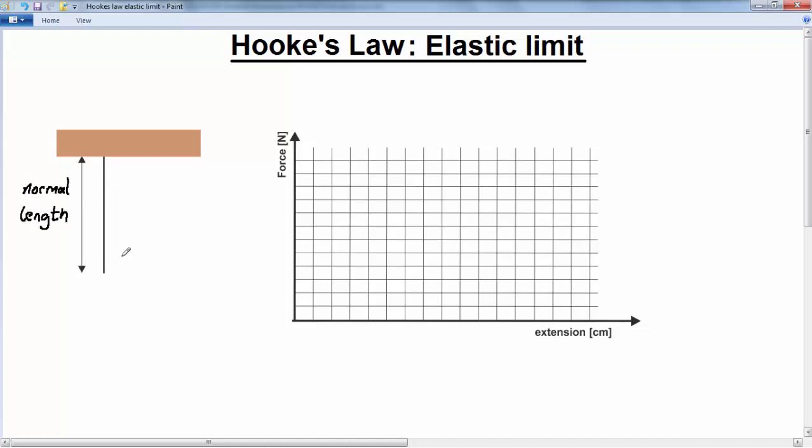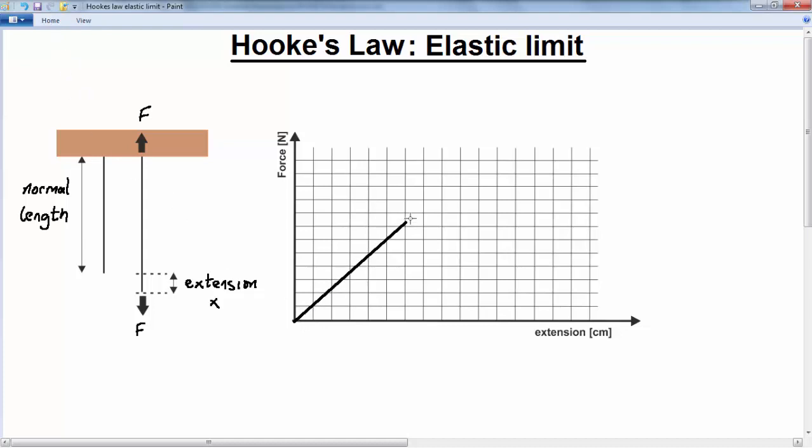And so what we're going to do is apply force to it, and measure how the extension in the wire changes with the force applied. So we're going to investigate Hooke's law for this typical metal wire. We're applying a force F, and we're measuring the extension X in the wire, and we plot the points on the force extension graph, and we'll notice that the graph looks like this.